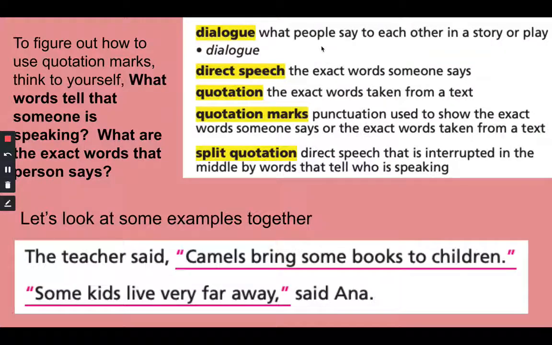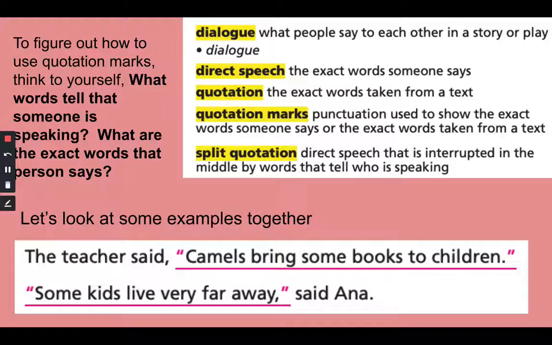When we are reading stories or plays, what the characters say to each other is called dialogue. Direct speech is the exact words a person says. A quotation is when you use the exact words taken from a text. If you're using a detail from the text to support your answer and want to use the exact words, that is a quotation and must be shown using quotation marks and correct punctuation. We know that quotation marks are the punctuation used to show dialogue or quotations. They signal to a reader that someone is speaking.